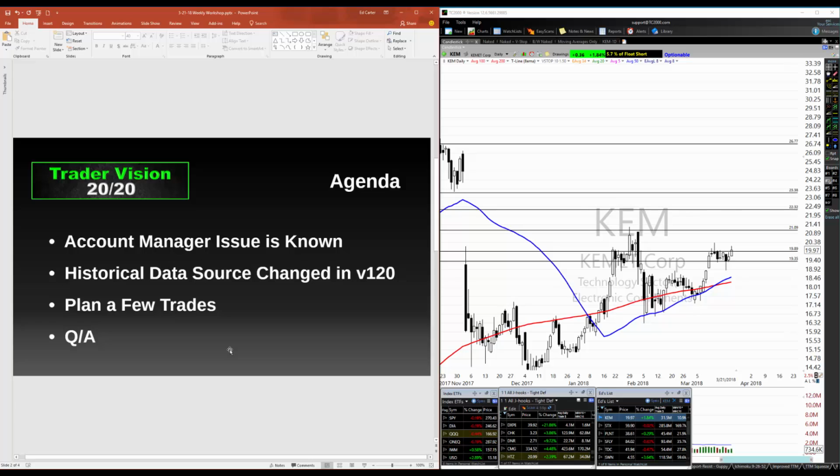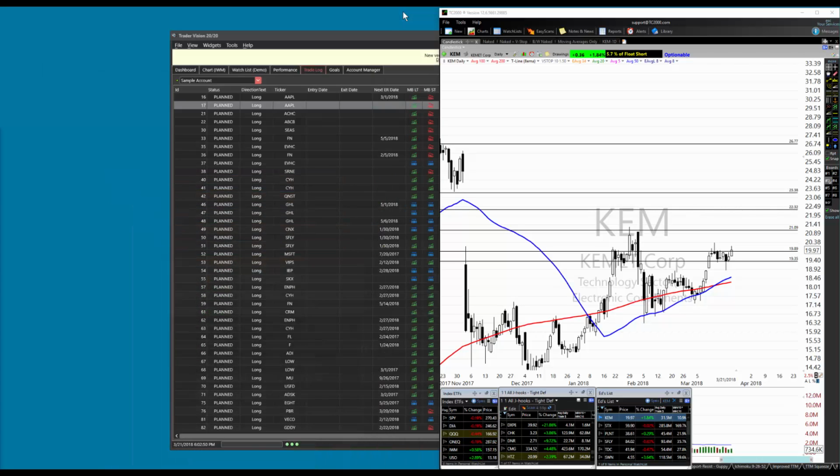Secondly, there is an update today that I will go through, and basically we are changing the historical data source, as of version 120. If you're on the Mac side, it would just be .51 or .50. Then I will plan a few trades. We'll see if there are any charts you want to plan out as well, and we'll answer any questions you have. So with that said, let's get rid of the charts here.